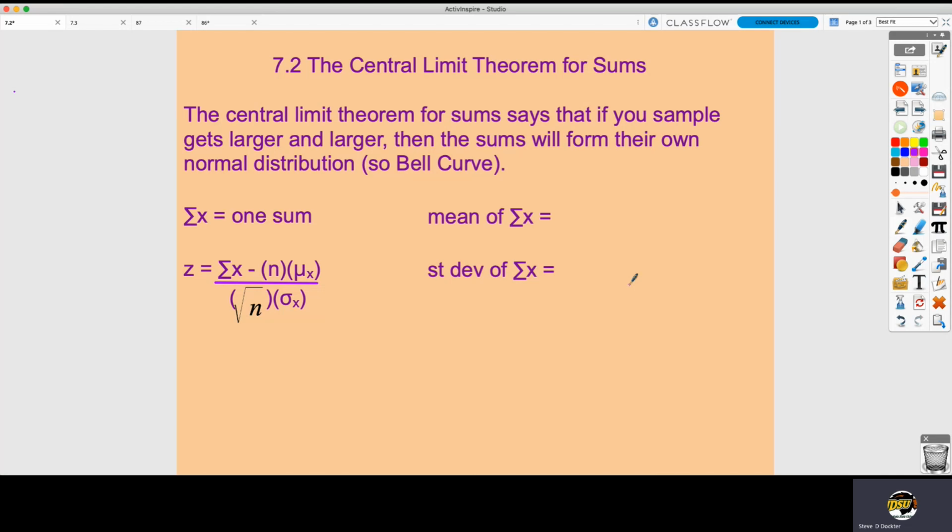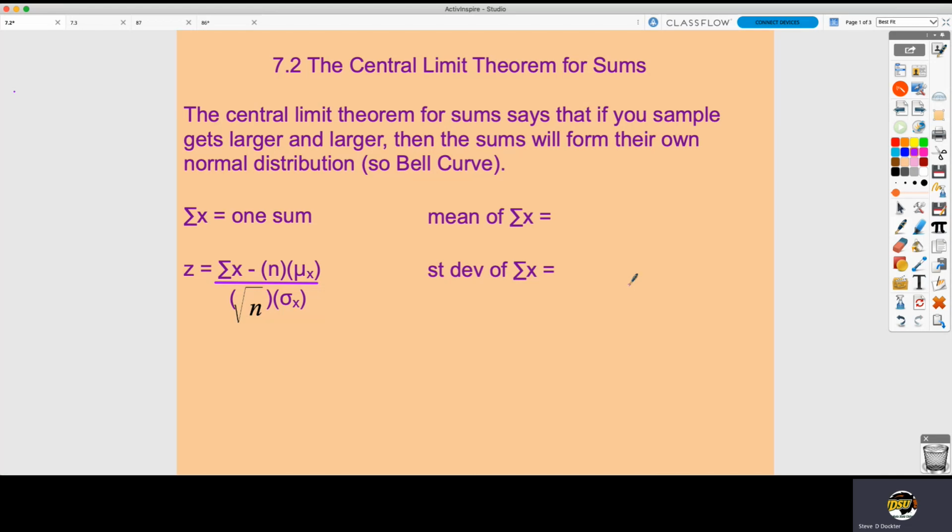All right, so for 7.1, what we talked about is the central limit theorem for a group. Whenever we had that group, what we found out was that inside that group, it would be normally distributed. As this says up here, it's the same thing for the sums of the group. If you add up all of the numbers together for the entire group, then as that sample gets bigger and bigger, the sums will form their own normal distribution. So like I said up there, you'll have a bell curve with it.